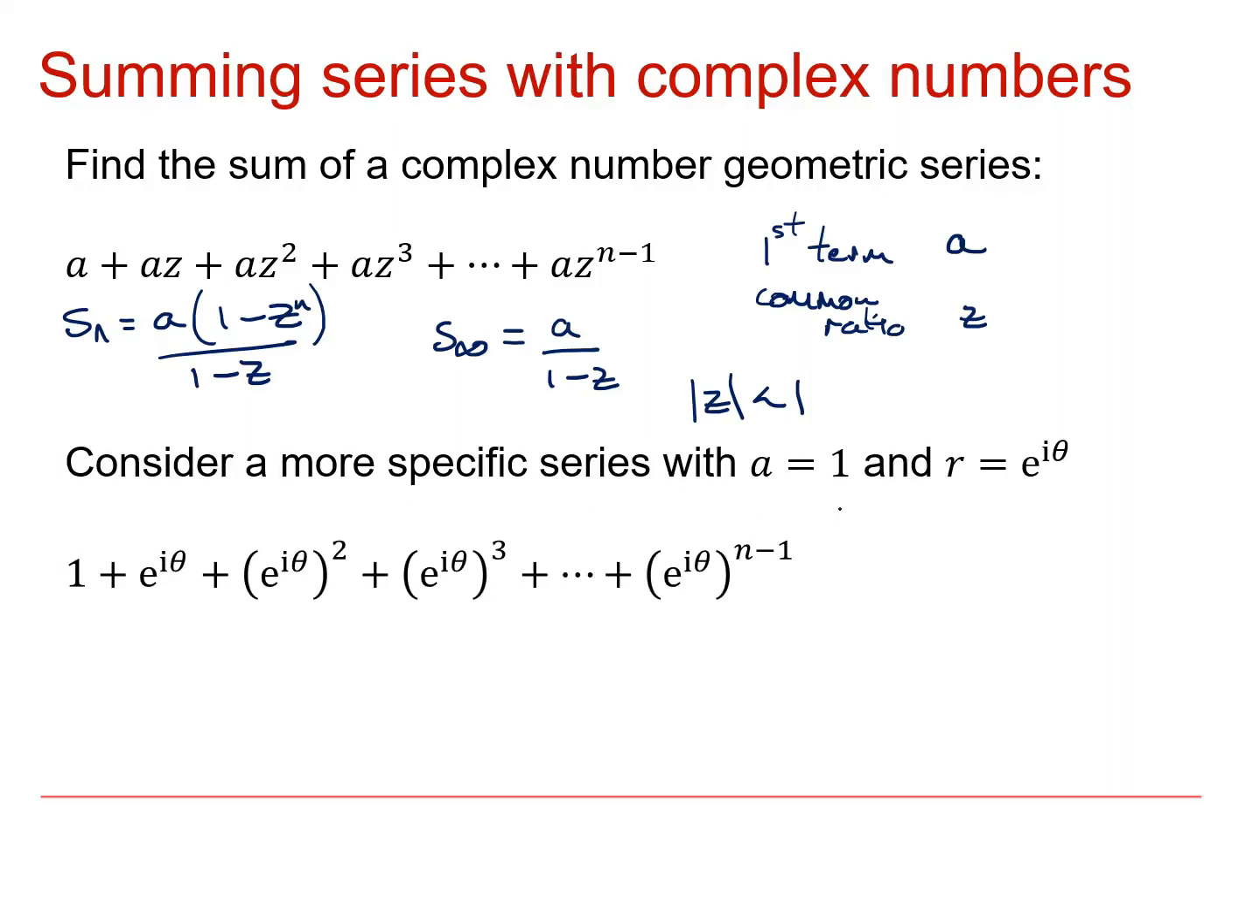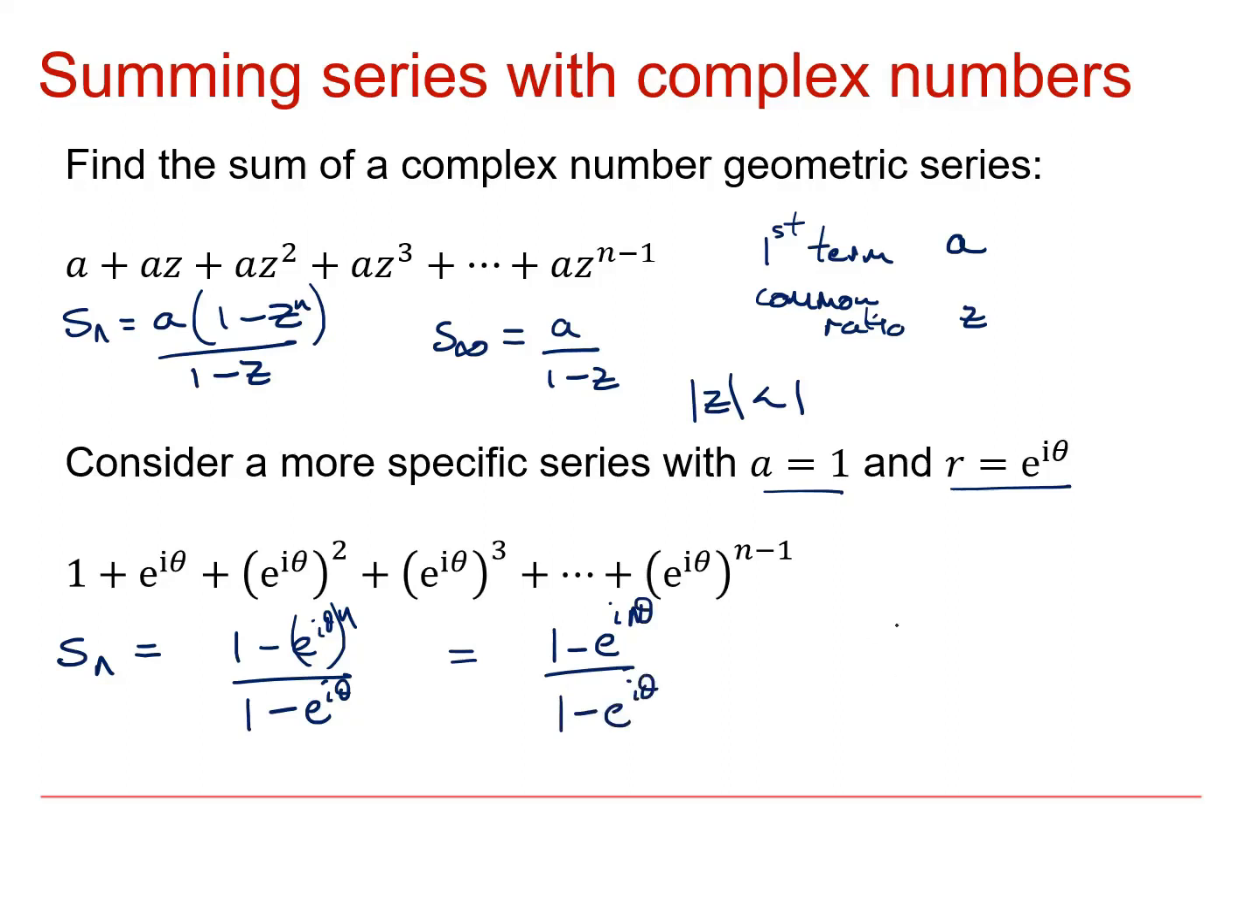A slightly more specific series here with a equals 1 and r equals e to the i theta gives me this. So the sum to n terms for this is going to be 1 minus e to the i theta to the power n all over 1 minus e to the i theta. And this will simplify to 1 minus e to the i n theta over 1 minus e to the i theta. Now in fact the modulus of e to the i theta is equal to 1, so the sum to infinity is undefined.